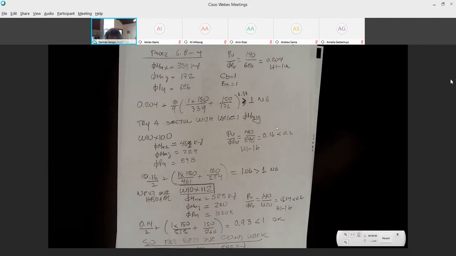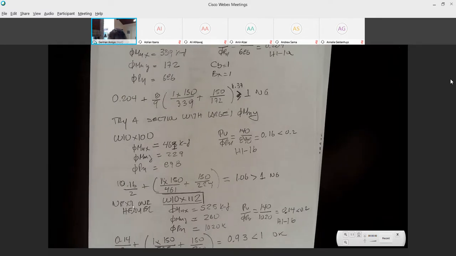So I did the same. This number, I divided by 2. This is 1, magnification factor, assume 1. Mu x over phi Mnx, Mu y over phi Mny. 1.06. No good, but we are approaching the solution. We are getting close to the solution.